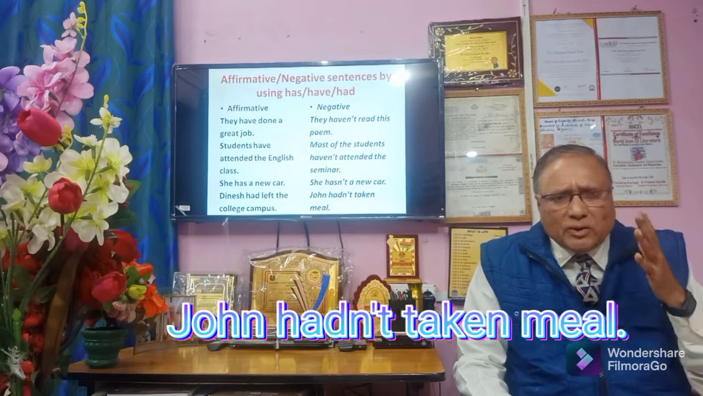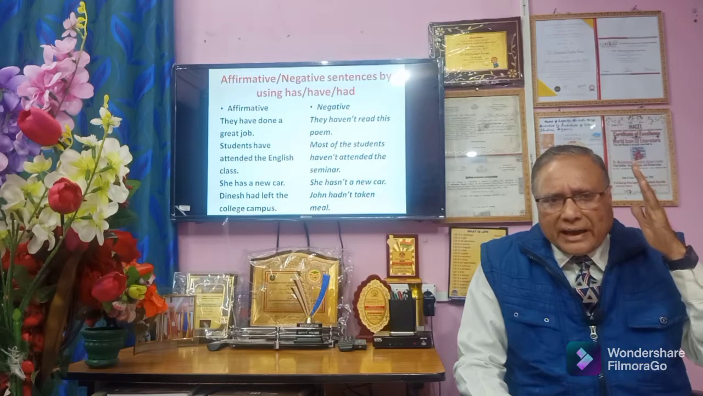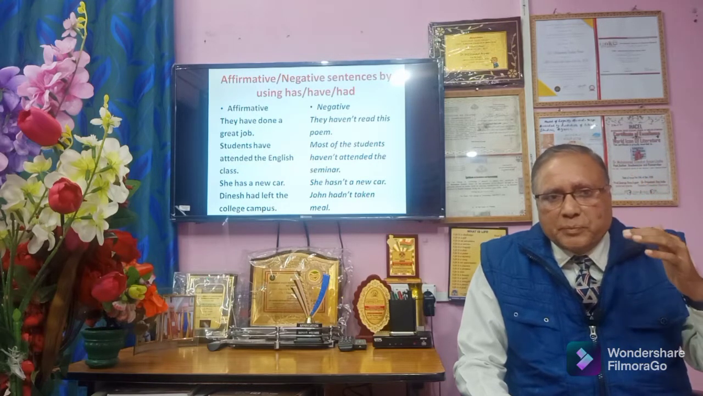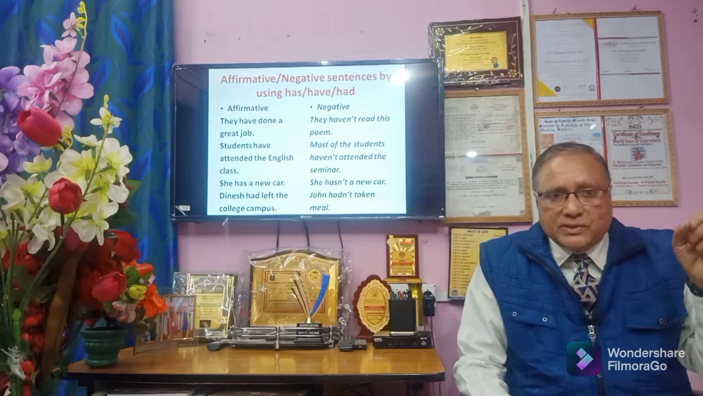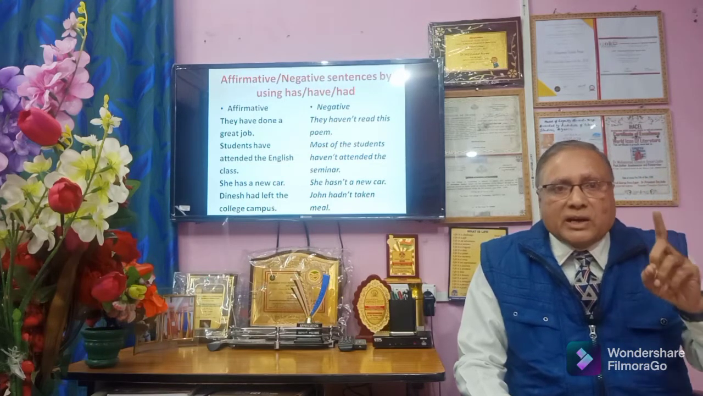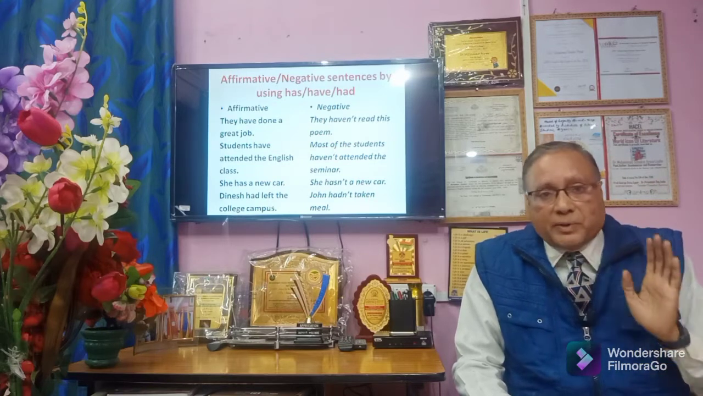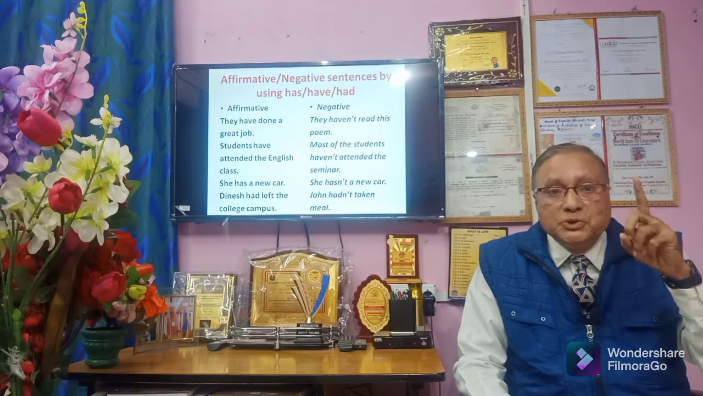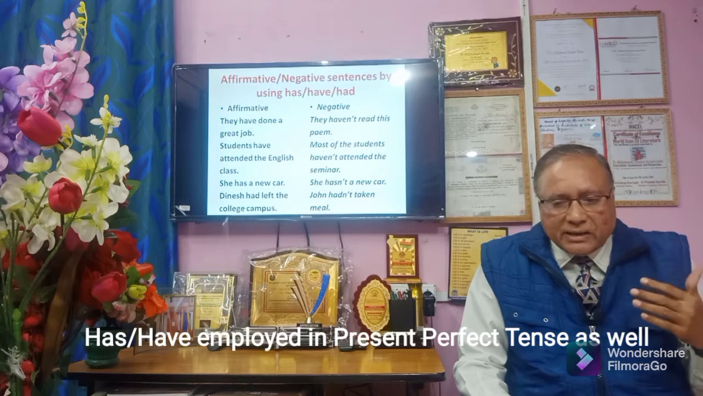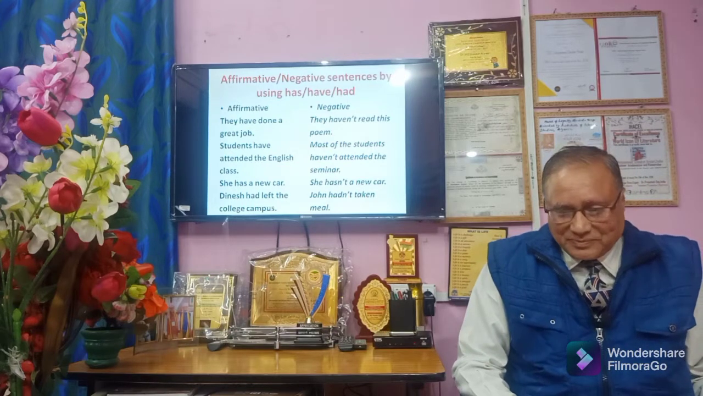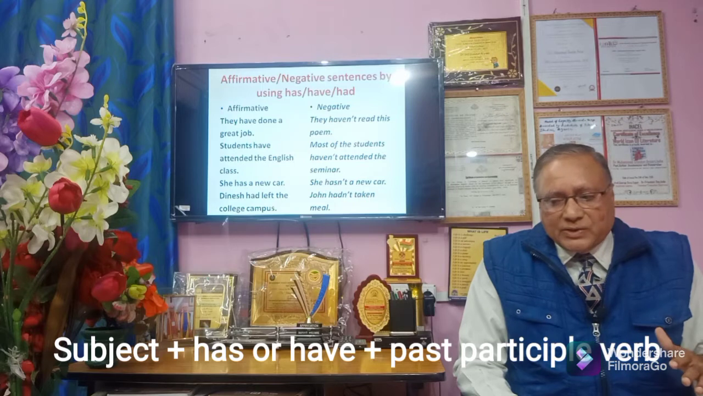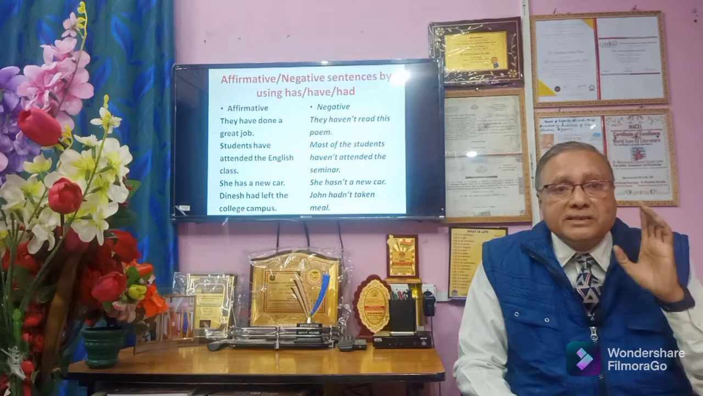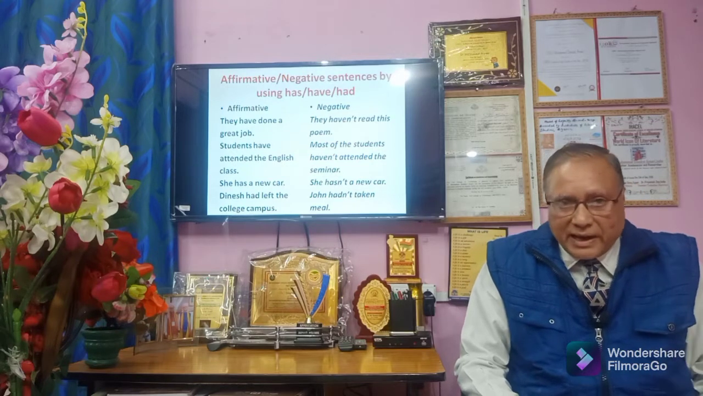And here one thing I would like to tell you is that has or have is used as an auxiliary verb with present perfect tense. I mean subject, then according to the subject has or have, then verb 3, past participle. That's why I have used "they have done." Do, did, done, verb 3. They have done a great job. And in the negative sentence, they haven't read, not read, read, verb 3, past participle. They haven't read this poem as yet.